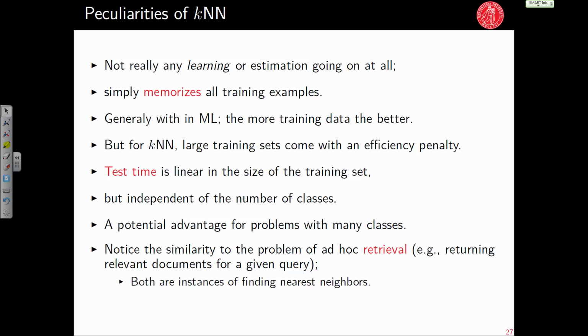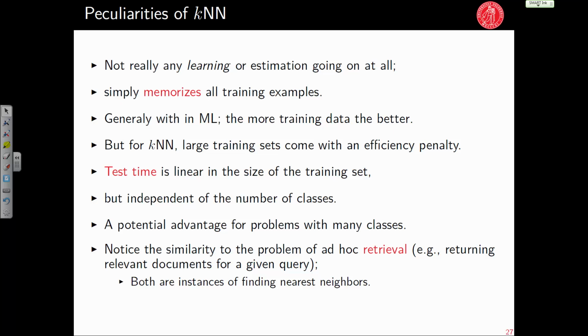Again, if we think about the IR introduction and that we want to return the top K when you do a search and find the most relevant documents to a query, this is basically a k-nearest neighbor problem in a sense, because you're looking at the most relevant vectors. So it's just an aside.